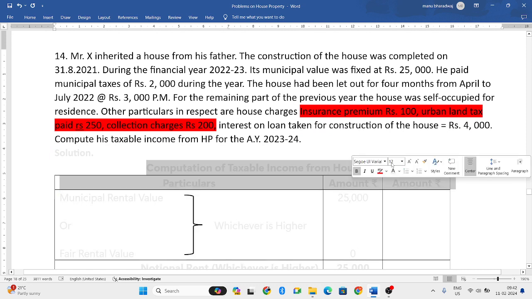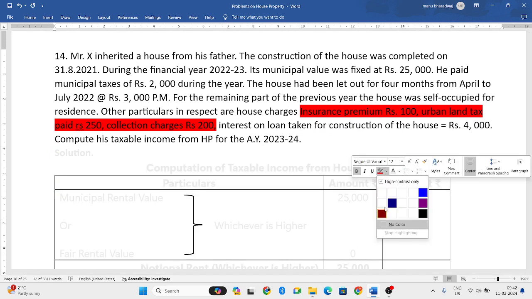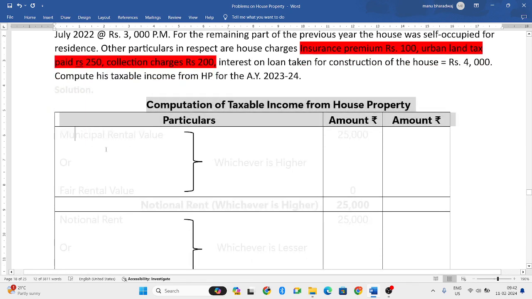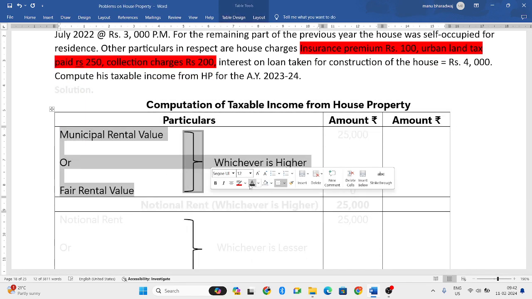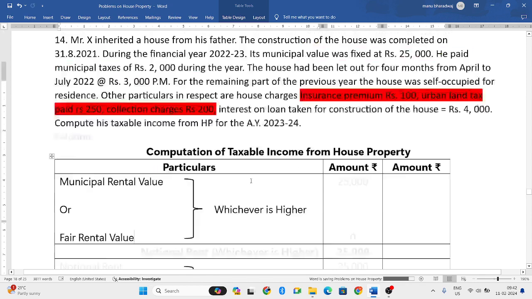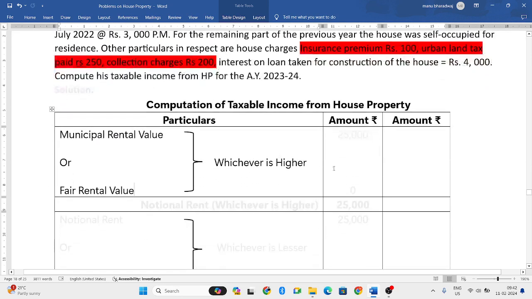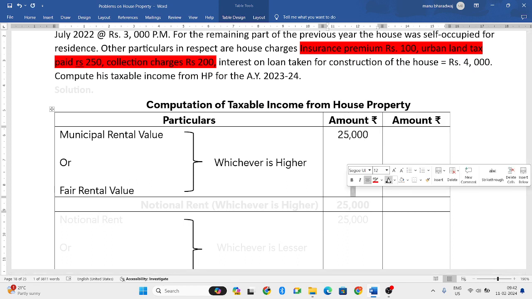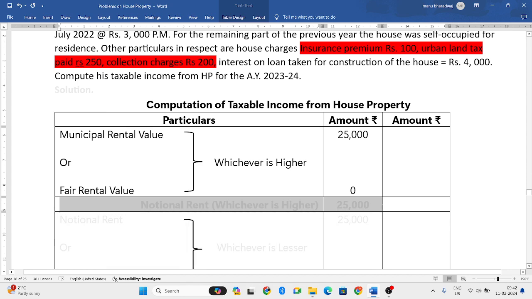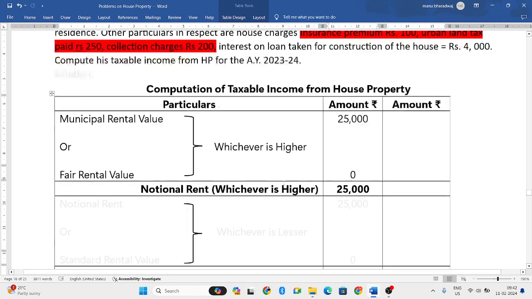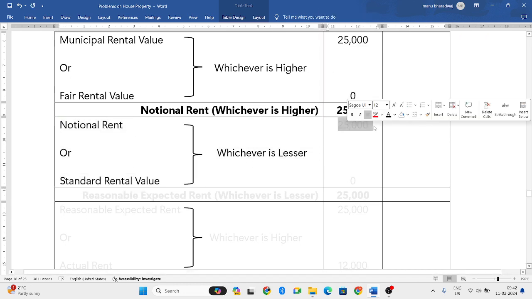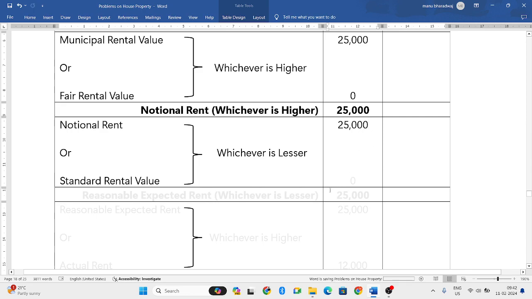So take 3 columns as usual: particulars, amount, rupees. Only one house they have given. First we have to compare municipal rental value with fair rental value. In the question they have given that municipal value was fixed at 25,000. Fair rental value they have not given, it is 0. Whichever is higher, that is 25,000, will be considered as notional rent. Now that notional rent will be compared with standard rent.